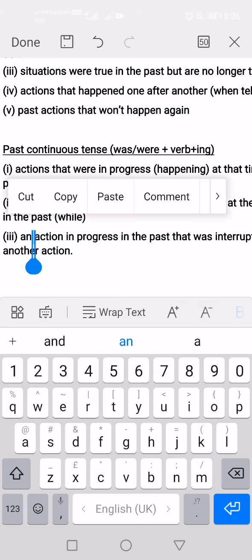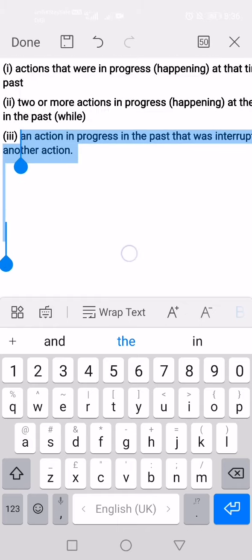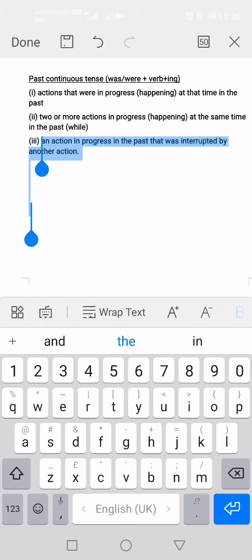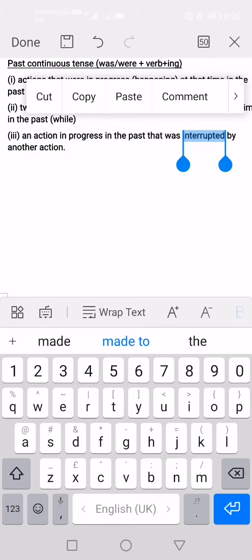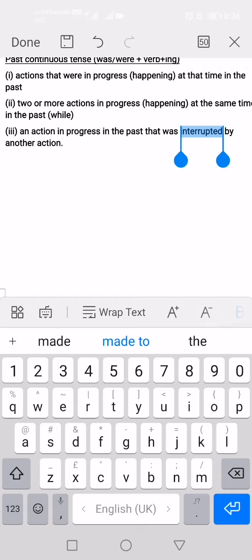And the last one. An action in progress in the past but was interrupted by another action. What is the meaning of interrupted? Terkacau, 被打扰。意思说，你可能在做一个东西，突然间被其他的东西打扰，比如你吃东西，突然有人按门铃。这个也是 ing. Maksudnya mungkin kamu tengah makan, tiba-tiba ada orang tekan lonceng rumah kamu. Itu maksudnya dikacau atau terkacau.